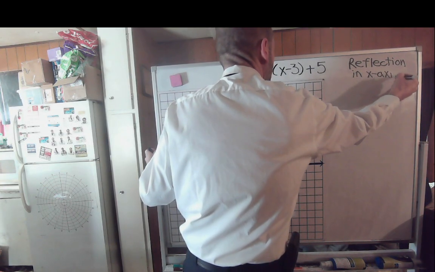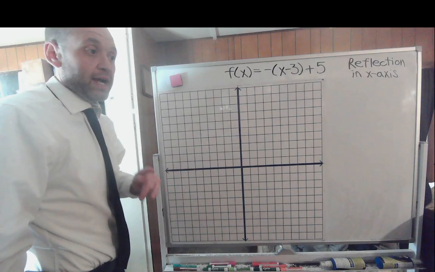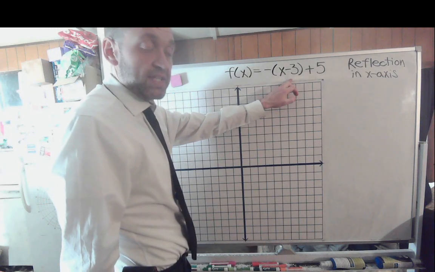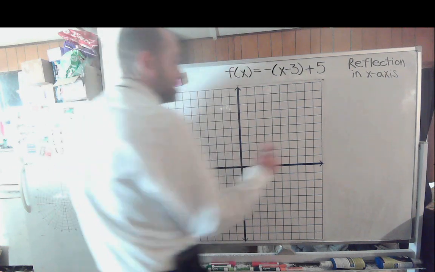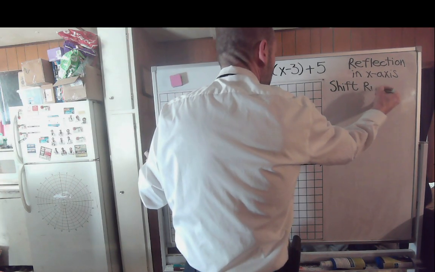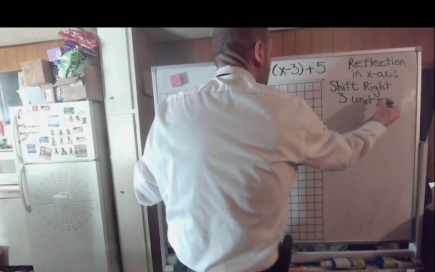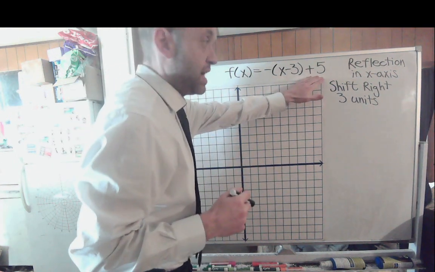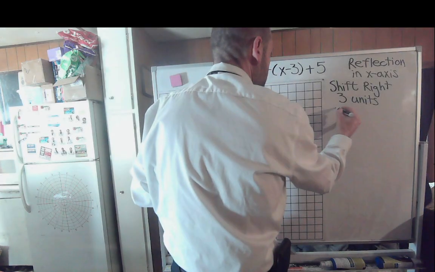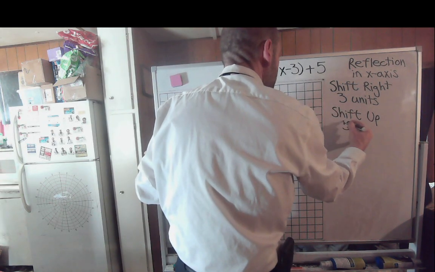Now, what else is going on here? I have that x minus 3, right? What else is going on? If I take x minus 3, set it equal to 0, I get x equals 3. So I'm shifting the graph of f of x to the right 3 units. Shift right 3 units. Then I have all that plus 5. The plus 5 is outside of the parentheses, so I'm shifting the graph of f of x upward 5 units. So I'm going to shift up 5 units.